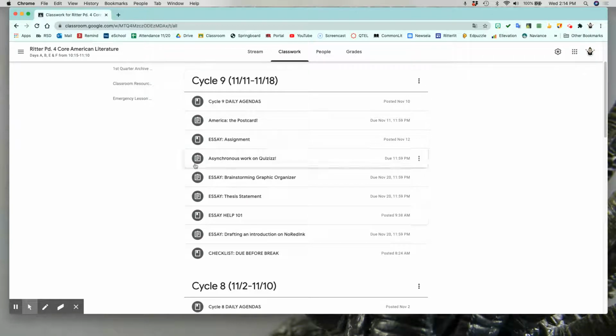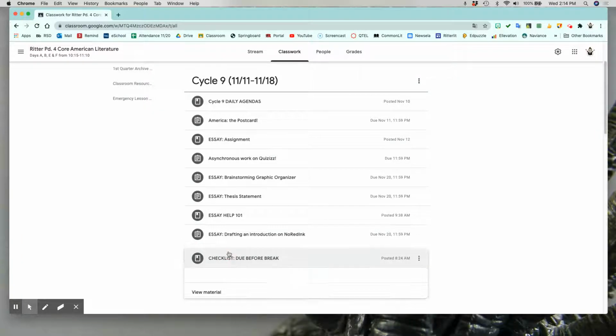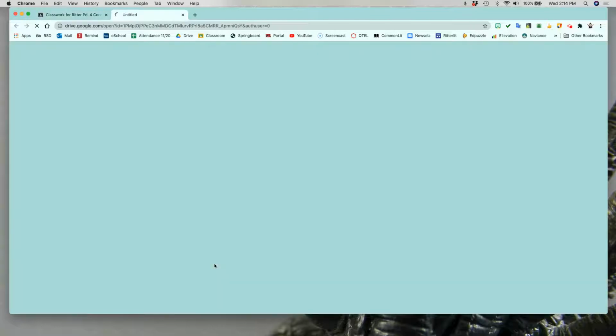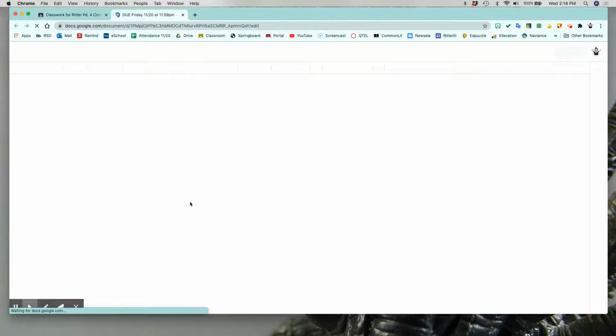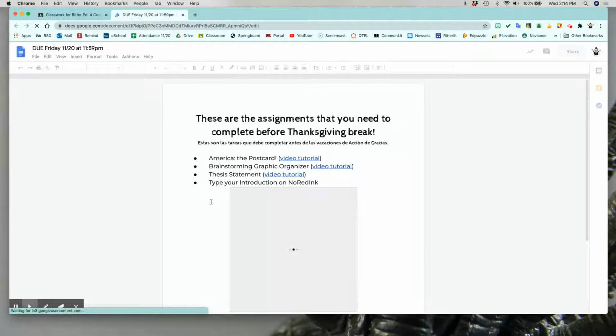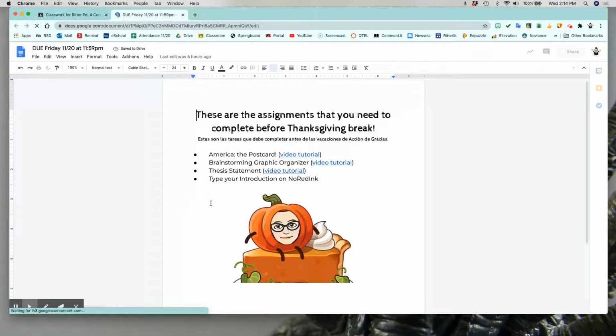So if you look at our Cycle 9 classwork tab, it looks extremely long, but that is because a bunch of these are just materials, which means things that you can look at. They're not assignments. So the first thing that I want to show you is the checklist of actual assignments that you should complete before you go on break for Thanksgiving.